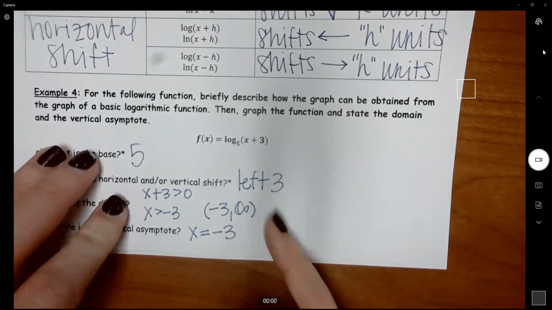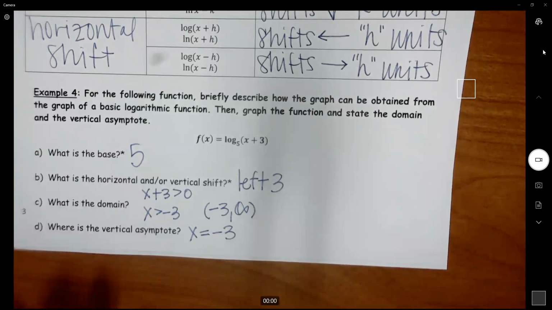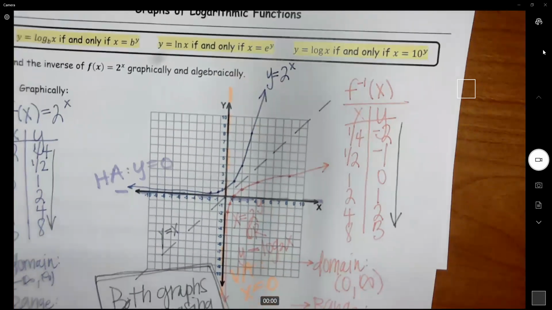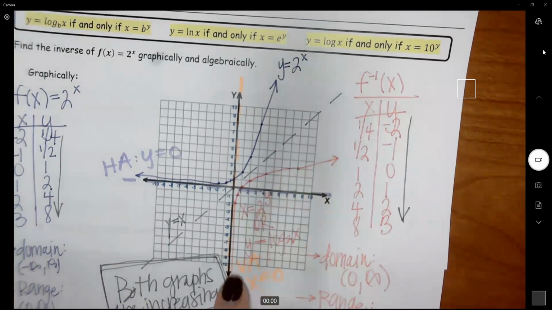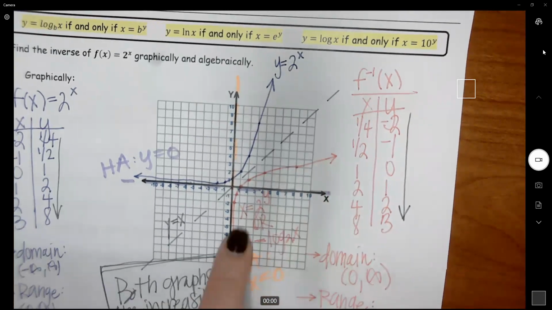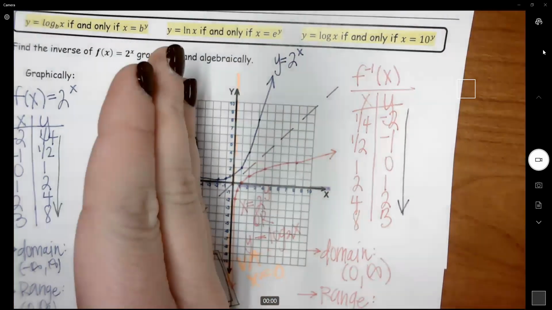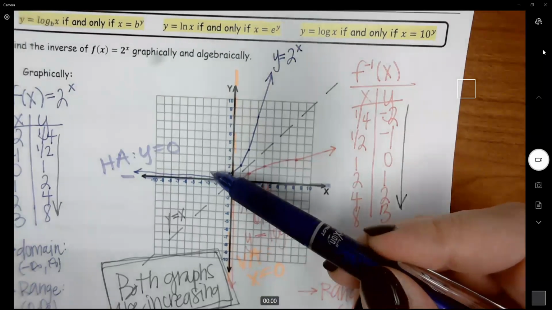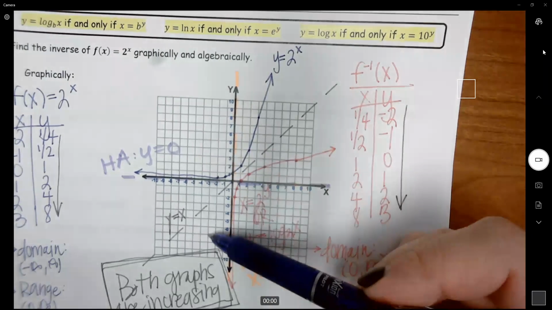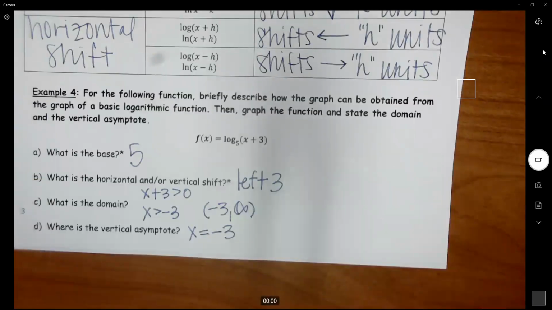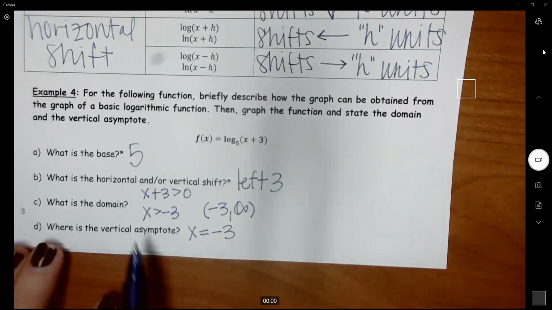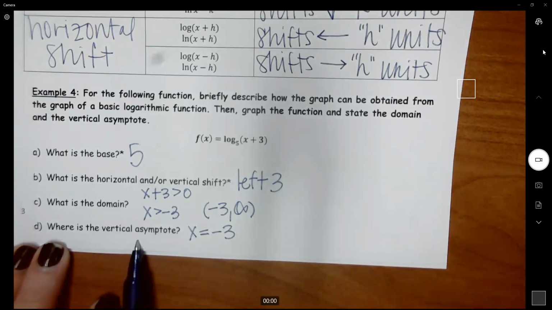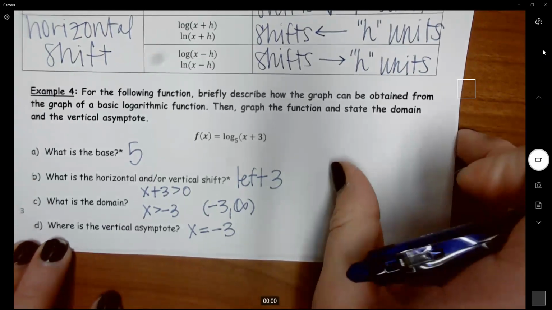If you are shifting, let me get my graph real quick. Okay, my graph of my log is this one in red, right? If you are shifting it to the left 3, that means your vertical asymptote is now going to be 3 units over right here at -3. So this domain is going to help you be able to find your vertical asymptotes.